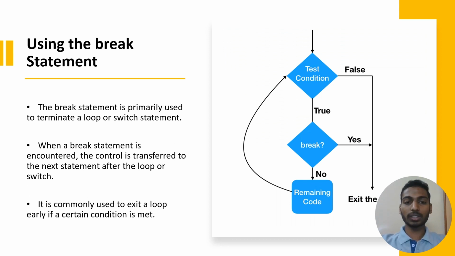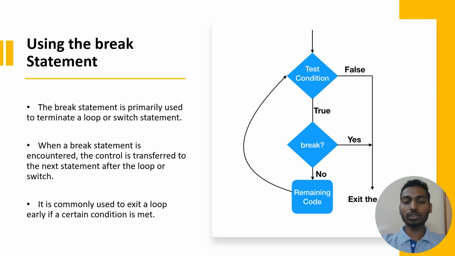Using the break statement. The break statement is primarily used to terminate a loop or switch statement. When a break statement is encountered, the control is transferred to the next statement after the loop or switch. It is commonly used to exit a loop early if a certain condition is met.